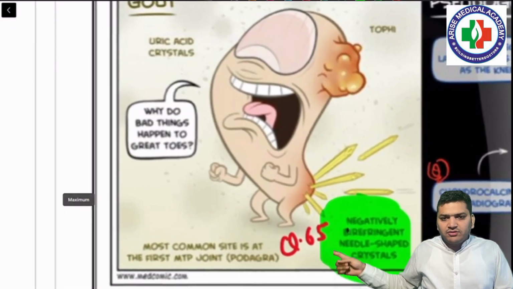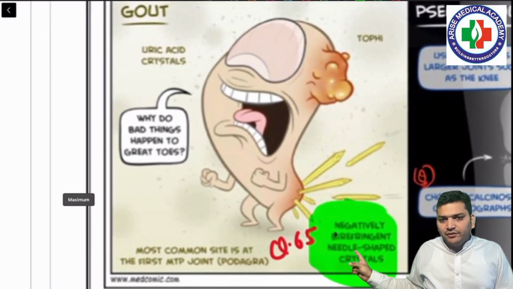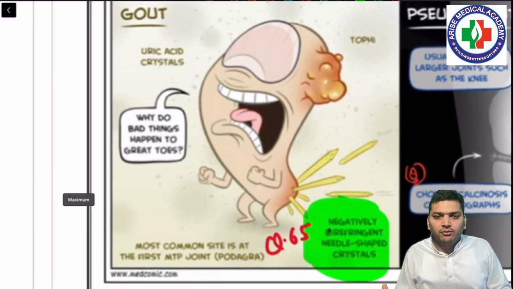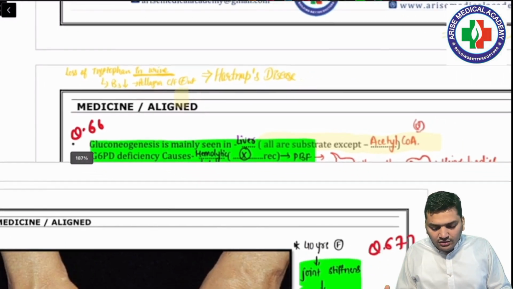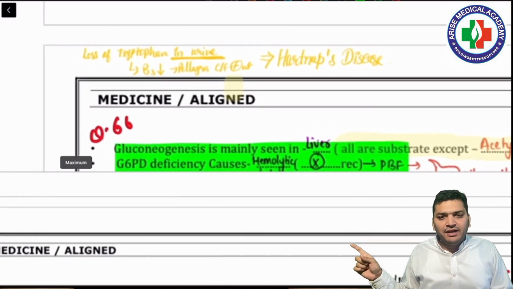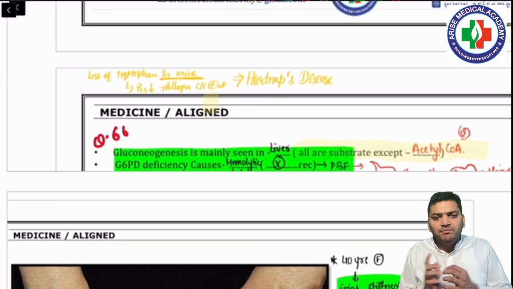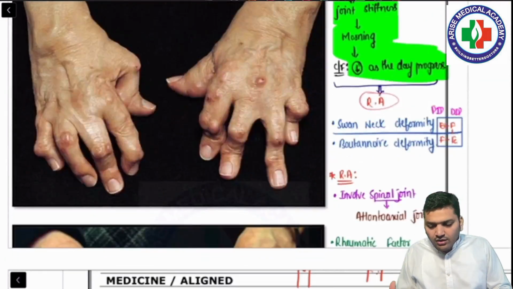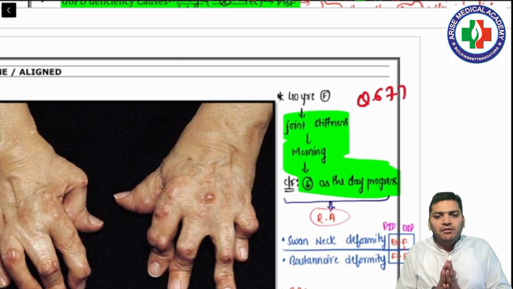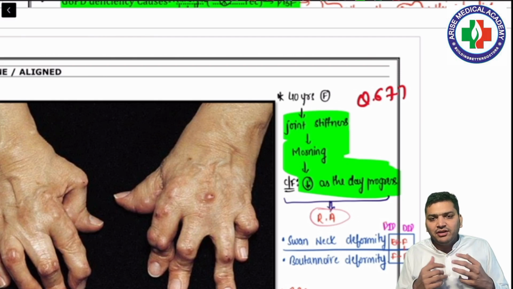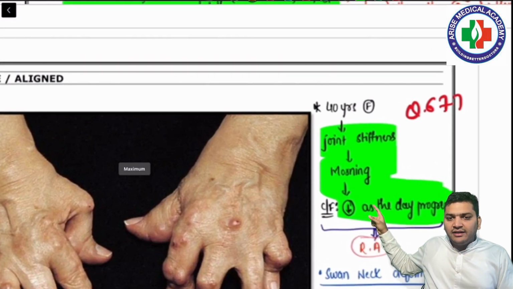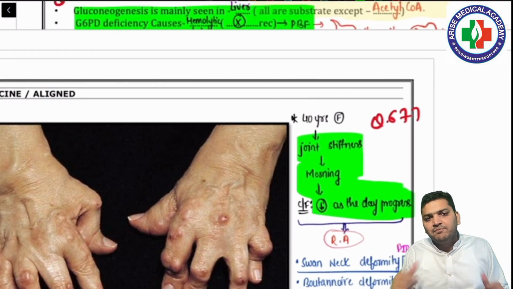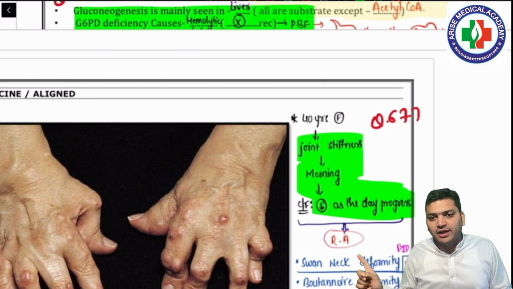So the gout, and this was the negatively birefringent crystals. Negatively birefringent, anywhere it is mentioned, it is going to be gout. Then there was a question on G6PD deficiency. They have mentioned hemolytic anemia, which disease can lead to hemolytic anemia. It is G6PD deficiency. Then there was a question in which they have mentioned a lady having joint stiffness, particularly in the morning, and as the day progresses, the symptoms decrease. It is rheumatoid arthritis, right?